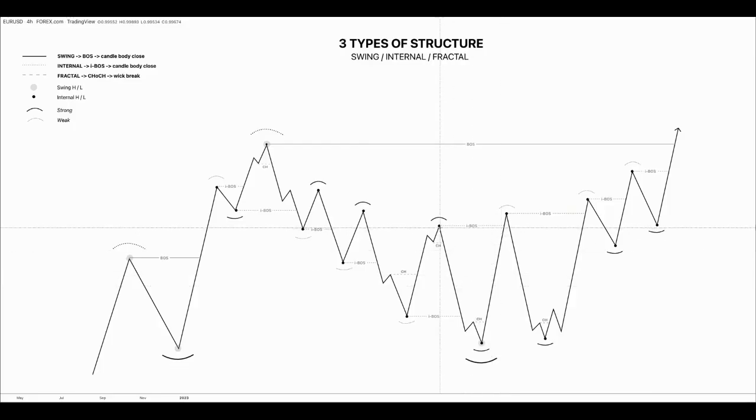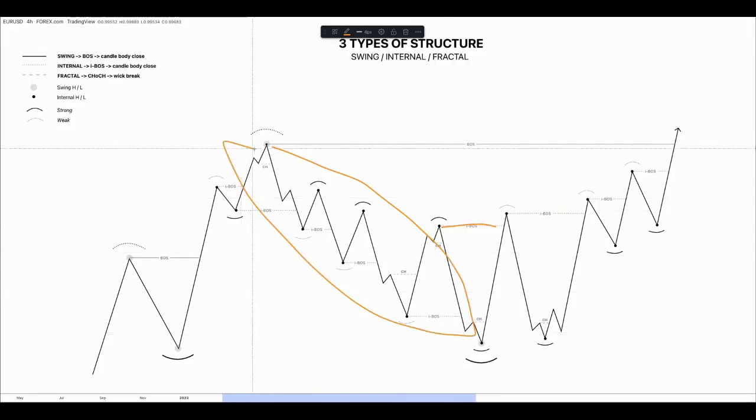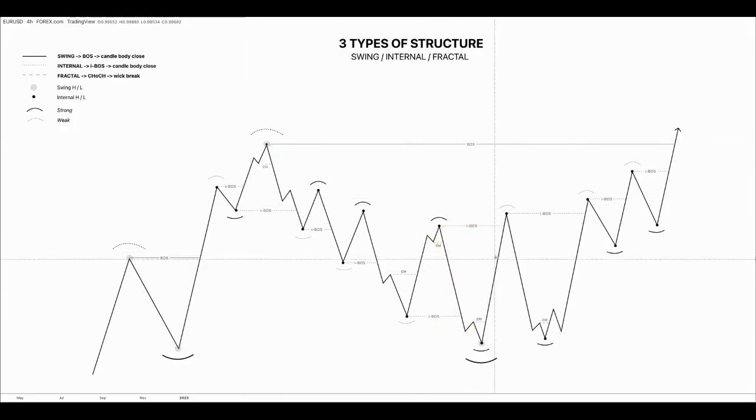Now what's happened is, when we get that bullish IBOS, what does that signal? That signals the end of the swing pullback. Why? Because the internal structure has realigned itself with the swing structure. Now everything's aligned and ready to take out the weak swing high.